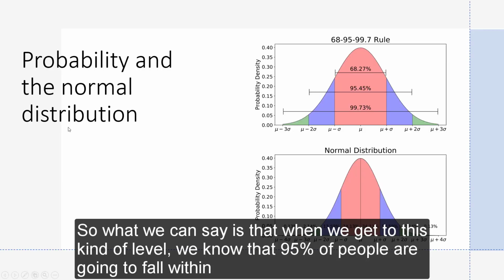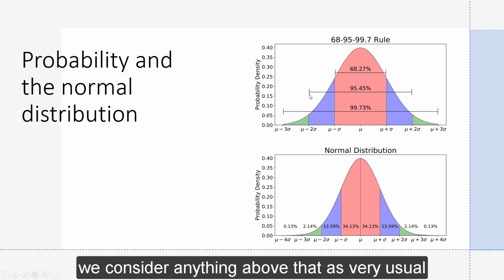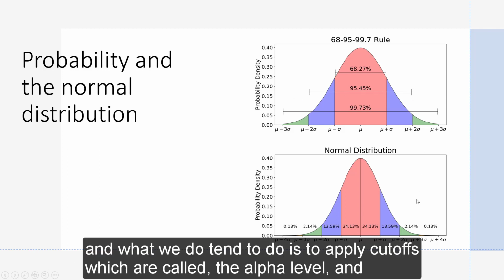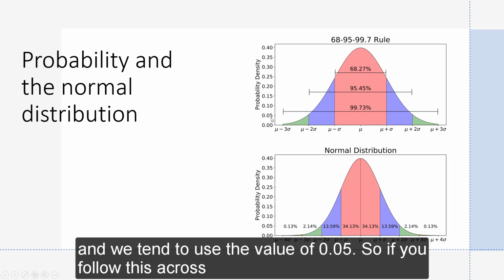So what we can say is that when we get to this kind of level, 95%, we know 95% of people are going to fall within these brackets. We can say that anything above that is very unusual. And what we do tend to do is to apply cutoffs, which are called alpha, which is the point at which we say that something is statistically significant. And we tend to use a value of 0.05.